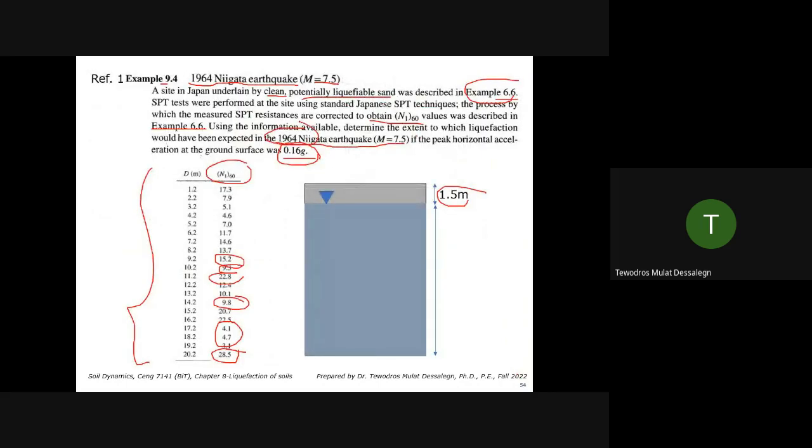Before 1964, they didn't know this. If there was this understanding, they would have done something. At least they would have evacuated equipment and people from the buildings, things like that. But they didn't know.